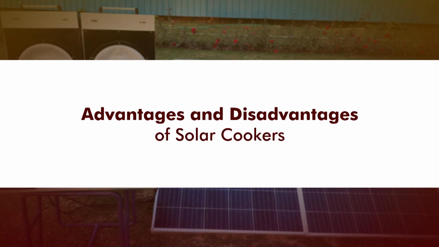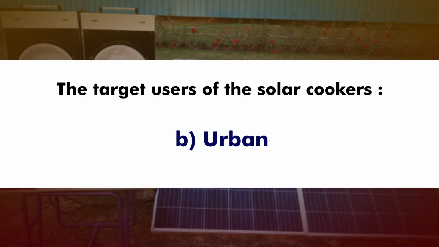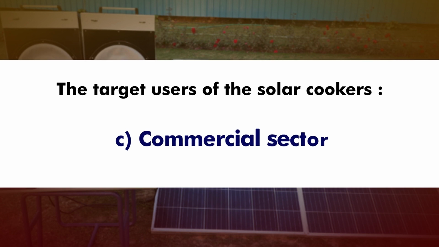Now we will discuss what are the advantages and disadvantages of the solar cooker. Solar cookers have several advantages and disadvantages for the different target areas. The target users of solar cookers are, first, the rural sector, where firewood is consumed to a large extent but at very low efficiency, leading to fast depletion of the forest cover and environmental degradation. Second, the urban sector involving middle and high class consuming commercial fuels. Third, the commercial sector involving hotels, hospitals, kitchens of restaurants, etc.